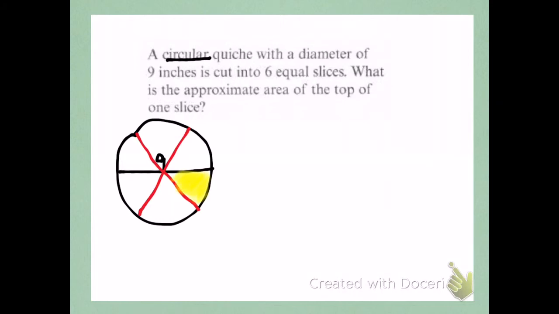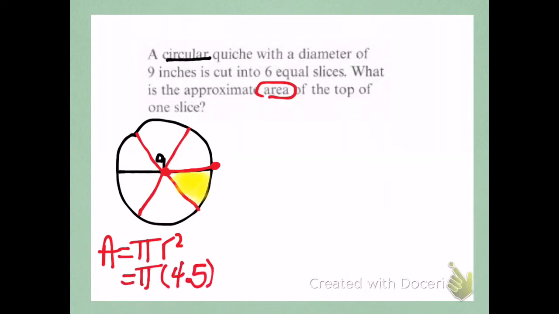And the key word here is area. So we need to find the area of the circle. So the area of the circle is going to be pi times r squared. Remember, your radius is the distance from the center to the side. So that would be half of 9. So half of 9 is 4.5 squared. So that's going to give me approximately 63.6. That's my area.